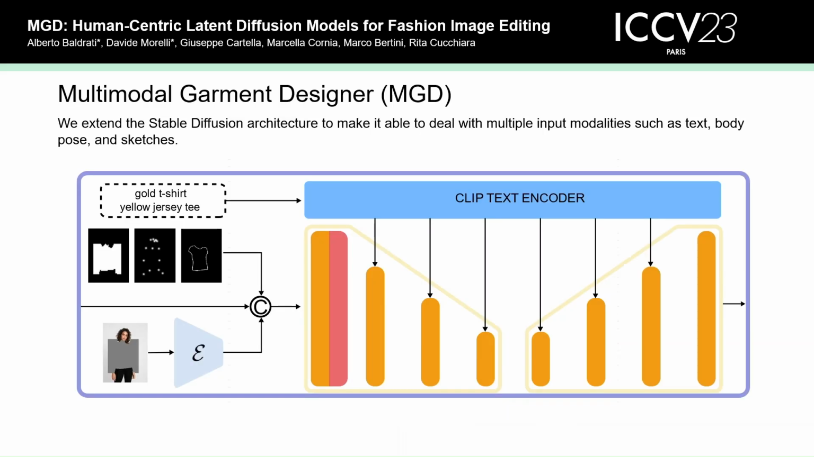The Multimodal Garment Designer model relies on the Stable Diffusion architecture. In this picture, we represented the noising network. We extended the kernel of the first convolutional layer to allow the network to accept a concatenation of multiple inputs.